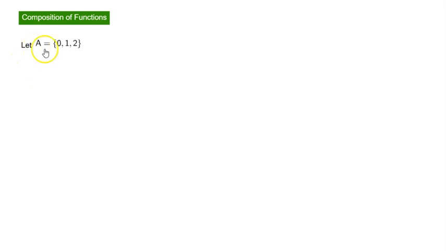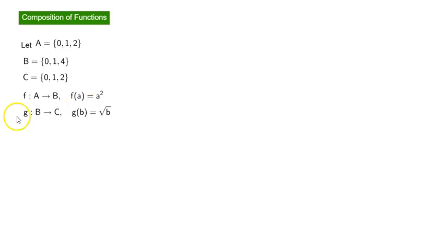Let A be equal to the set {0, 1, 2}, B be the set {0, 1, 4}, C be {0, 1, 2}. Now f maps A to B, and the rule is f of a is equal to a square. g maps set B to set C, and the rule is g of b is equal to square root of b. Then what would be the mapping?